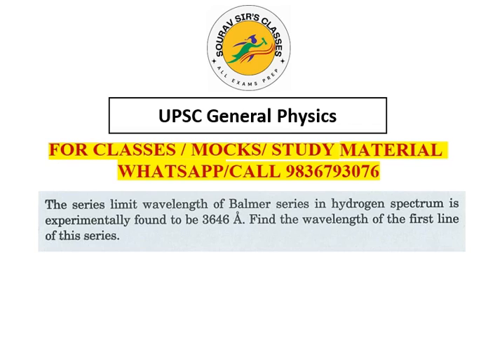Let's solve one problem from quantum physics. The problem states that the series limit wavelength of the Balmer series in the hydrogen spectrum is experimentally found to be 3646 angstrom, and we will need to find the wavelength of the first line of this series. So we are given the series limit wavelength of the Balmer series.